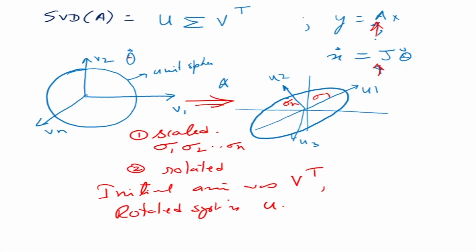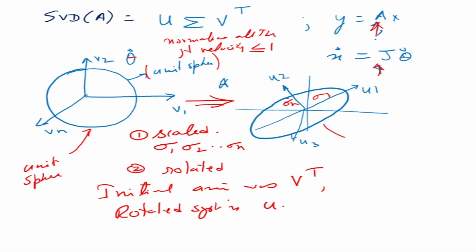So here this is my unit sphere. How do we get a unit sphere? If I normalize all the joint velocities, then they'll become less than or equal to 1, and that's a unit sphere. So what is this operator J doing? It is scaling this unit sphere and making it into an ellipsoid. So this is a unit sphere, and this is what we call an ellipsoid in n-dimensional space.